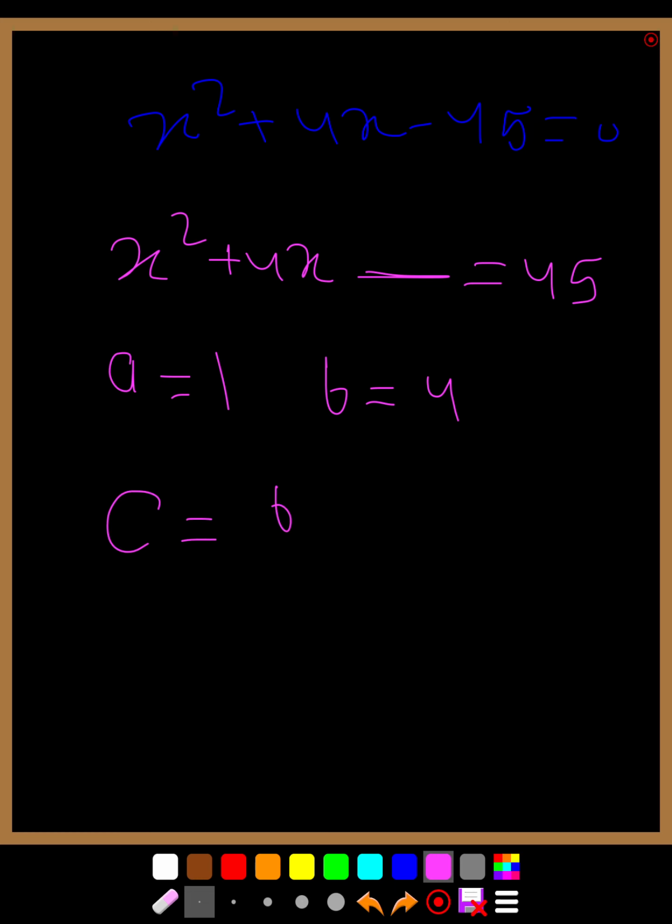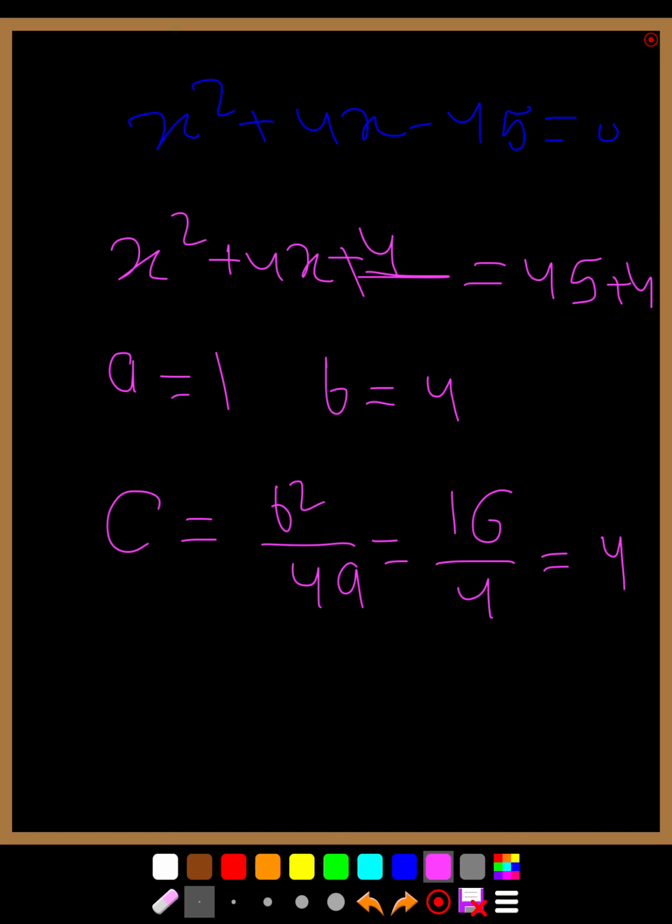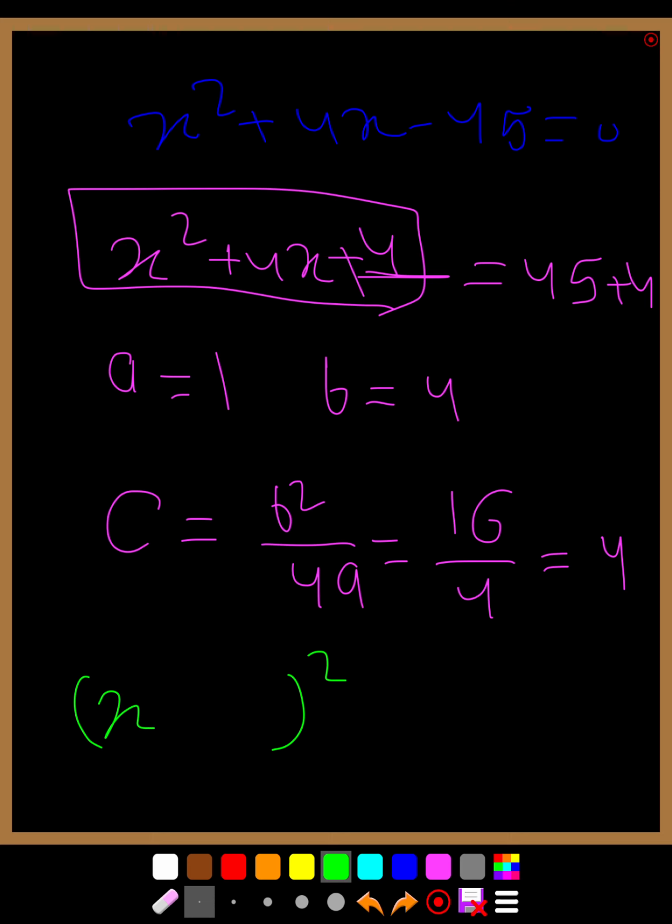How can you find c? By using the formula b power 2 over 4a. What is b power 2? 4 times 4, 16, over 4a, over 4. It will be 4. Okay, that's good. Here we add 4. Don't forget the plus. Now write this as a perfect square: open brackets power 2, the root of the first one, the middle sign will be the same, plus, the root of the fourth will be 2, and on the other side it will be 49.